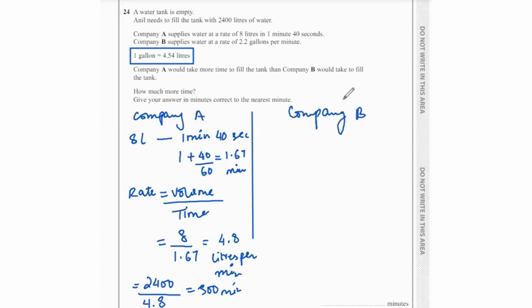Now, for Company B, they said that the rate was 2.2 gallons per minute. So we have to convert the gallons into liters first, because we're taking all of the other measurements in liters. If 1 gallon is 4.54 liters, the volume in liters is going to be 2.2 times 4.54. And that will give us 9.988 liters per minute.